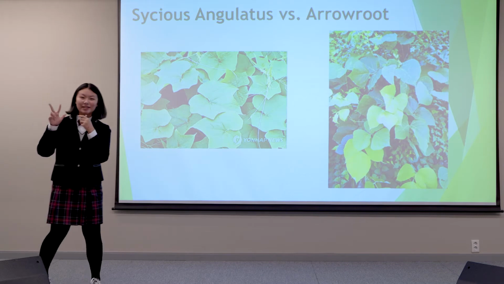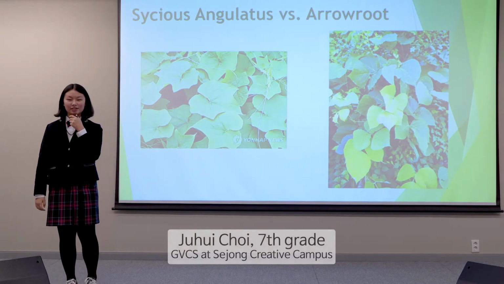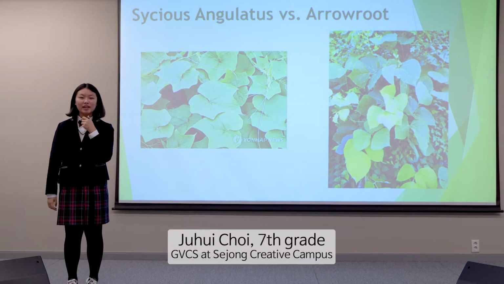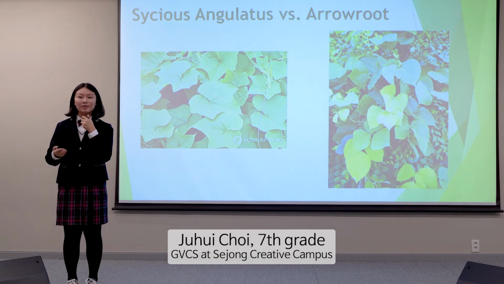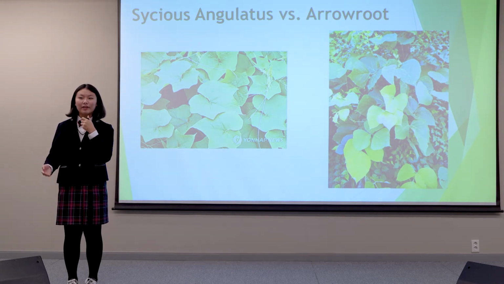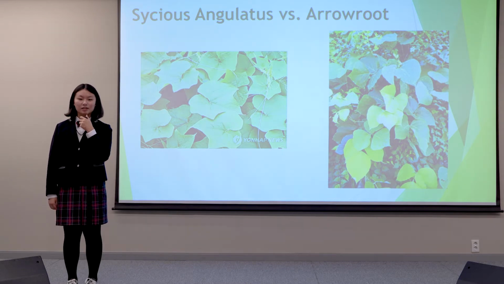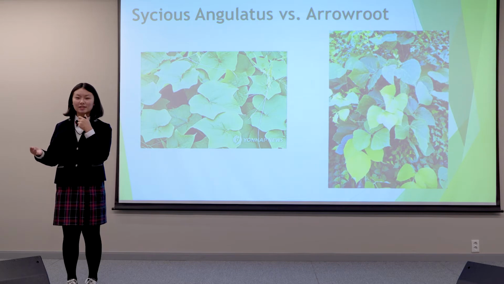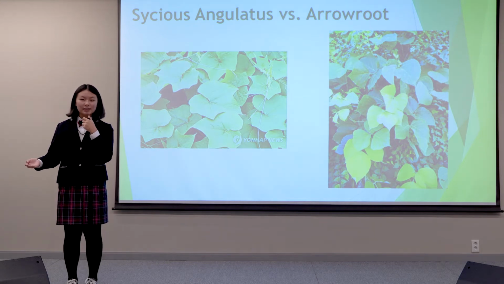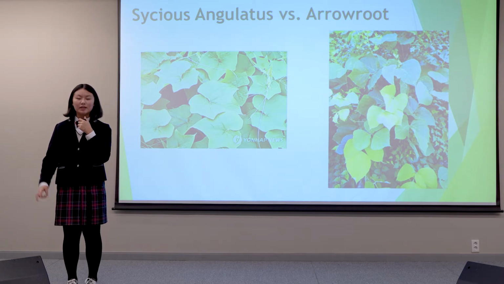I'll introduce three characteristics of Sicyos angulatus. Firstly, Sicyos angulatus is very similar to the arrowroot. Both of them have hairy stems that stretch tall and grow up, twining around other objects. But the leaves of arrowroot are oval shaped, while those of Sicyos angulatus are pentagonal. Still, it's hard to identify the differences with bare eyes.